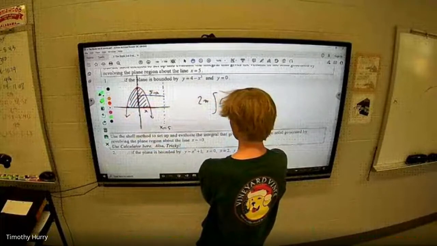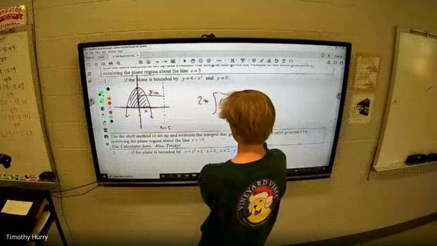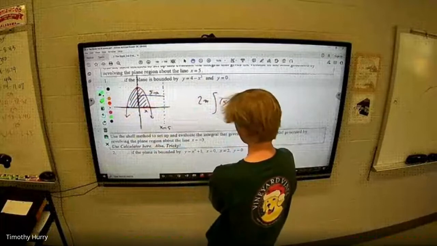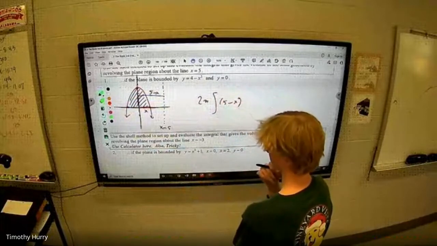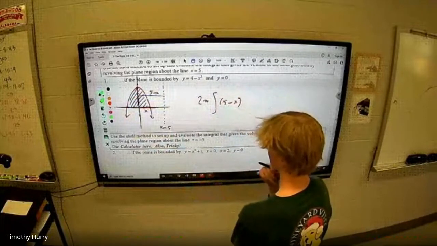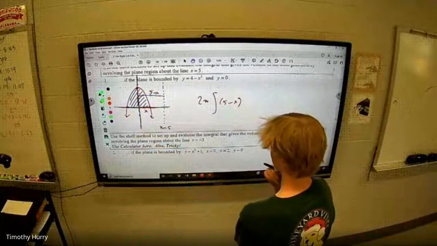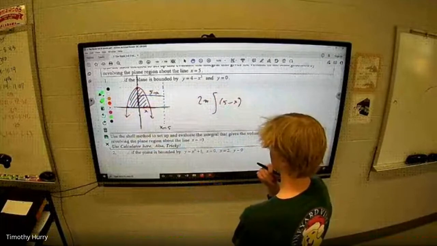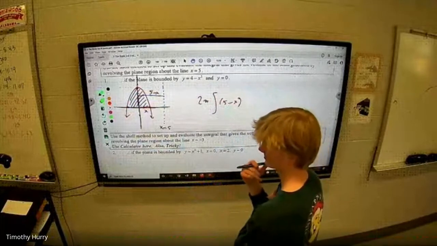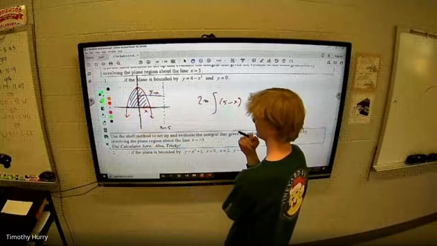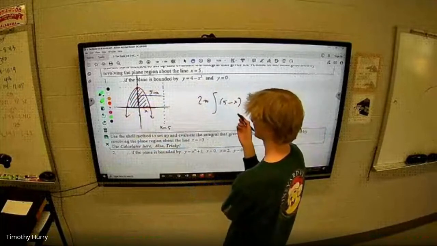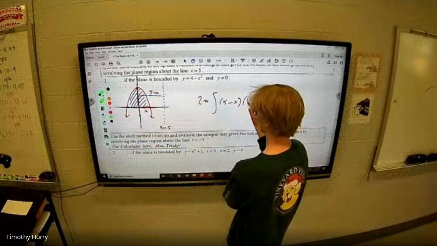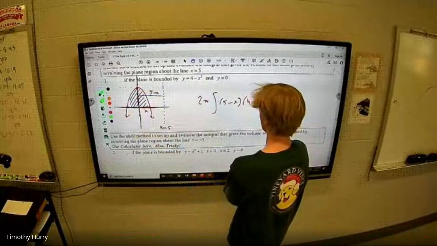Get rid of the dx. He has the length of the sheet of paper towel. Now, how do I find the height of that paper towel so that I can get area? What would the height be? Just 4 minus x squared minus 0. Good. You really don't need the minus 0, do you? No. Now stop right there.